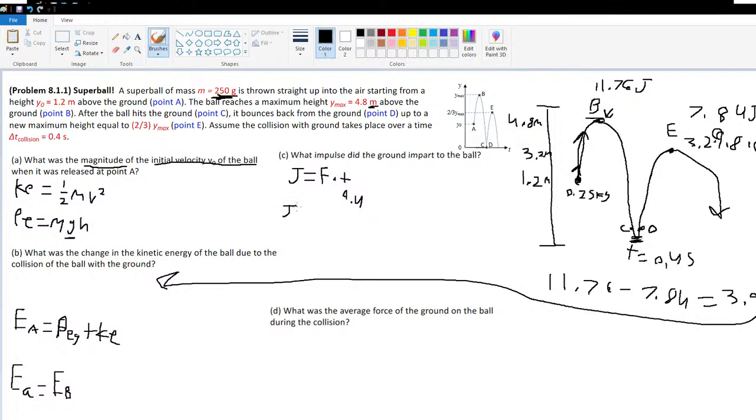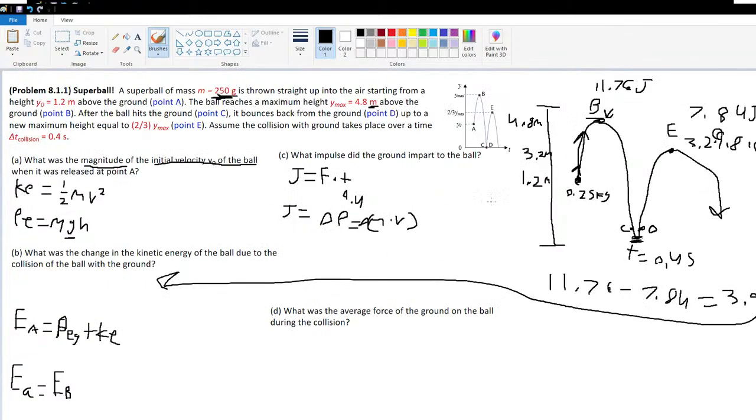Alright, so impulse is equivalent to the change in momentum, right? And momentum is mass times velocity, so it's equivalent to the change in mass times velocity. So if we find the momentum at point C just before it hits the ground and the momentum at point D just after it hits the ground, we can find the change in momentum.